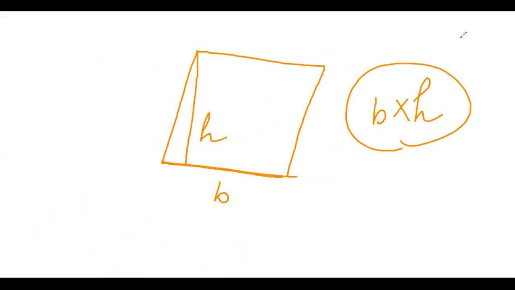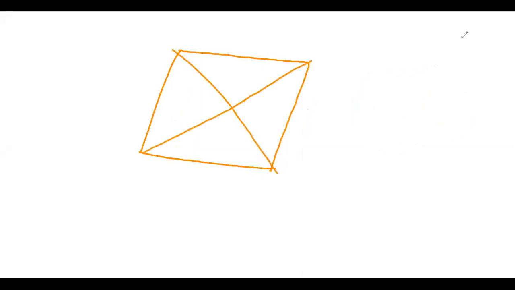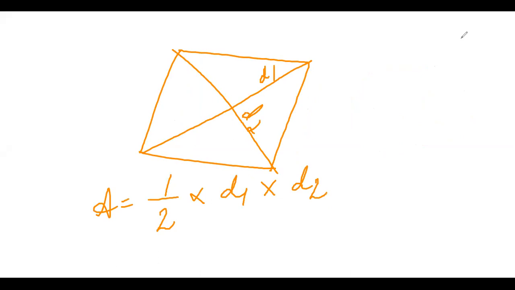And one more formula is also there for the area of this rhombus. If we have given two diagonals, say D1 and D2, then area of the rhombus is equal to half into diagonal 1 into diagonal 2. This is the area of the rhombus. The other formula is base into height, and the next is half into diagonal 1 into diagonal 2 if we have given two diagonals.